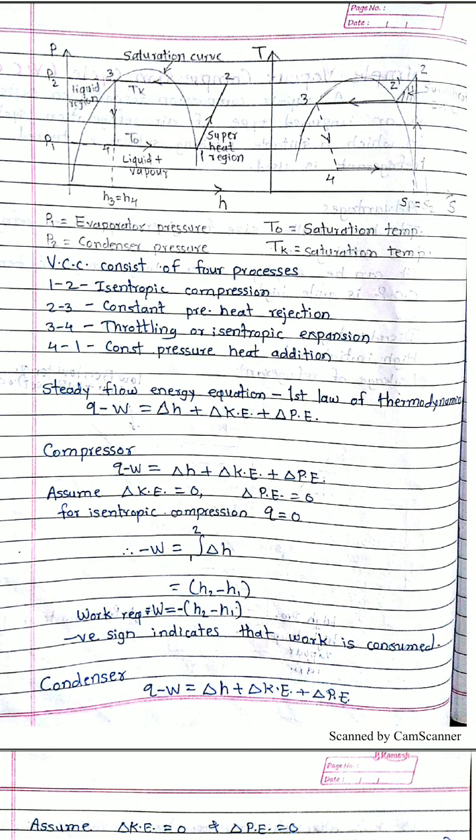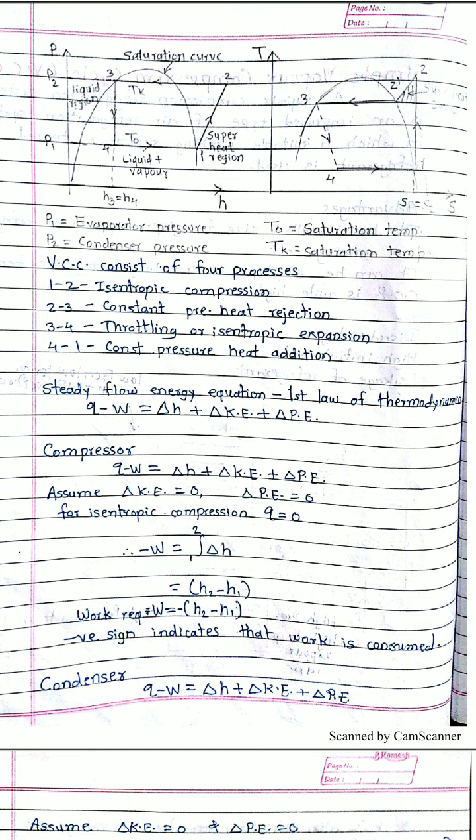For the refrigeration system there are four components. The first is the compressor, the second is the condenser, the third is the throttling or expansion device, and the fourth is the evaporator, or in some cases the refrigerated space. First we will take the compressor. According to the first law of thermodynamics, the steady flow energy equation is Q minus W is equal to delta H plus delta KE plus delta PE.